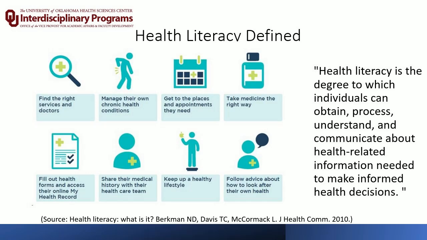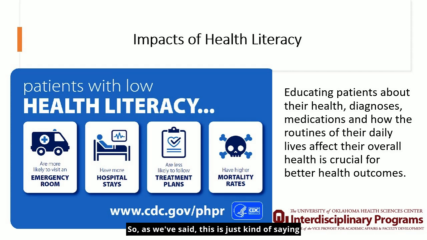Okay, next. So as we've said, this is just kind of saying it again, but what the data tells us is that without health literacy, they are more likely to visit an emergency room because maybe they don't know how to pick providers. They don't know how to go to someone else. They don't have that stability. They have more hospital stays because they don't understand why something happened in the first place. So therefore, how can they take action to make it not happen again?